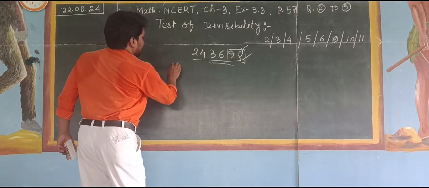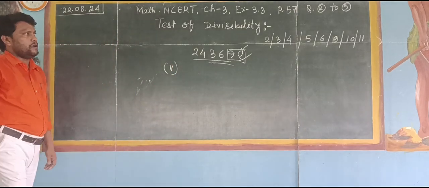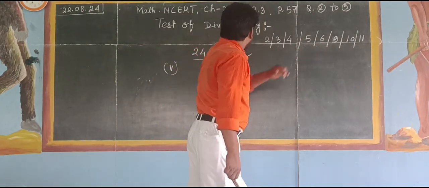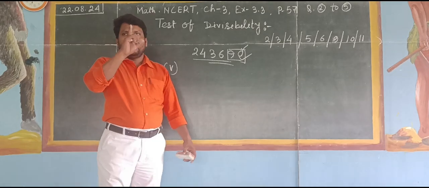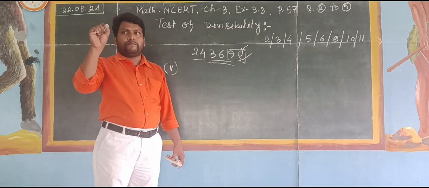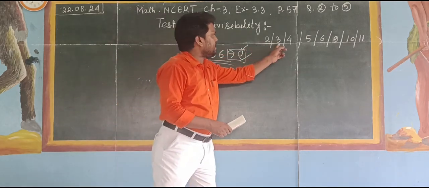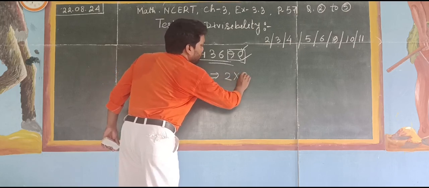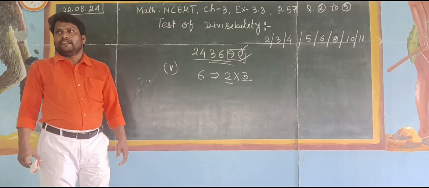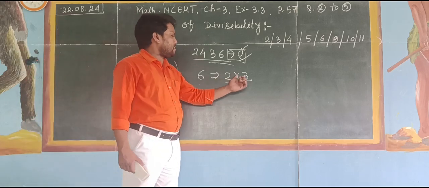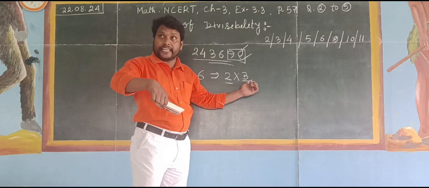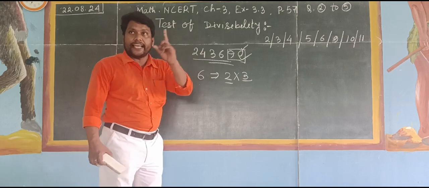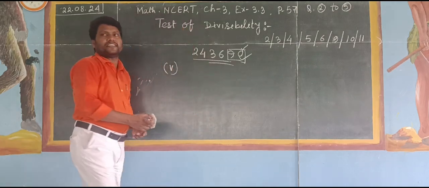Divisible by 6, that means property number 5. Is it divisible by 6? At first, what was the rule of test of divisibility by 2 and 3? Because 6 is the multiple of two factors, 2 and 3, and you have seen that the number is also divisible by 3 and 2. Then the number will be also divisible by 6.